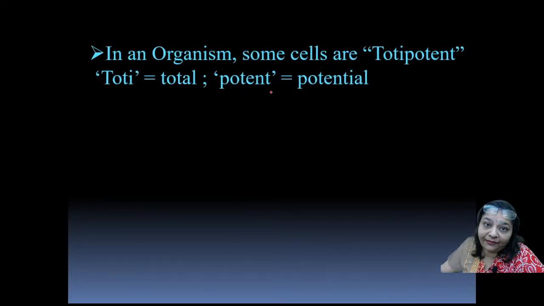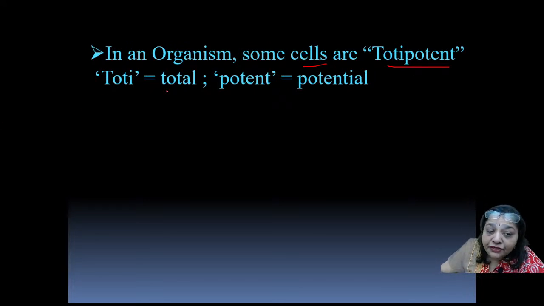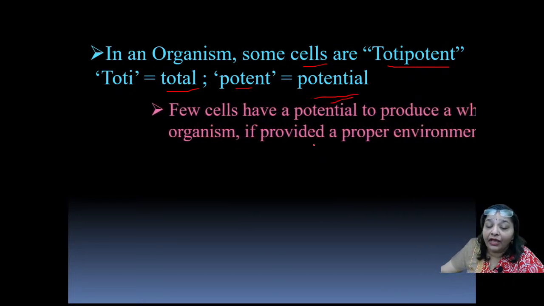In an organism, some cells, now we are talking about cells, right, are totipotent. Toti refers to total, potent refers to the potential or the capacity of the cell. But what kind of capacity? Okay, let us see.